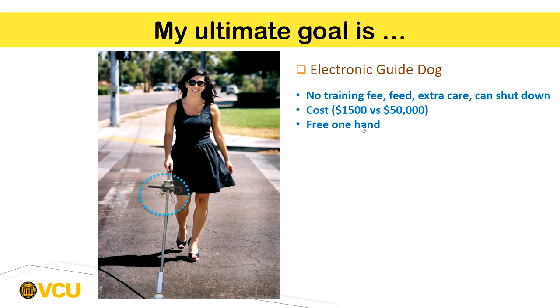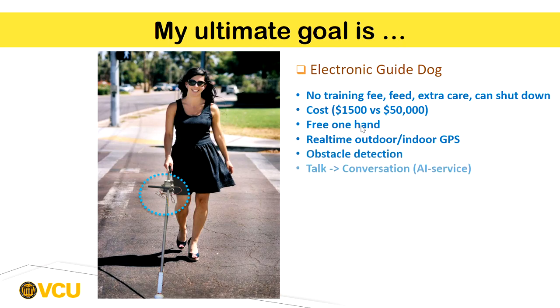And also, this device has to free one hand of the blind person, which is already occupied by the white cane. They want to free the other hand to use it to do something else. And also, provide real-time outdoor-indoor GPS. Outdoor is very easy, but indoor is difficult. That is the issue we are trying to tackle in these years. And obstacle detection, and from talk to conversation, not just a talking cam.